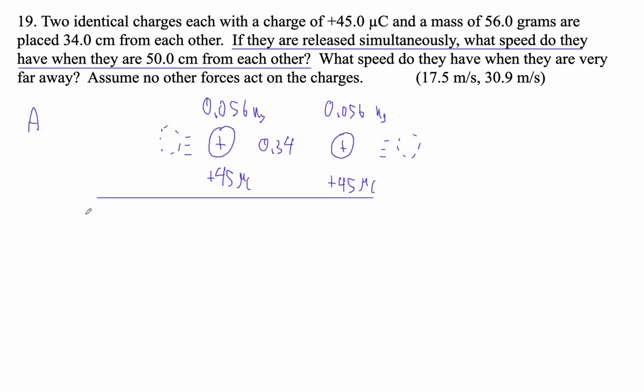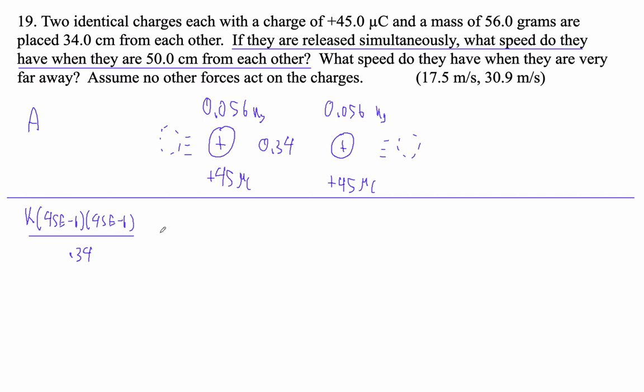So let's just see what this does. Okay, so initially we've got just potential energy, right? So we've got K, so 8.99 times 10 to the 9th times 45 E minus 6, times 45 E minus 6, and then divided by 0.34. So K QQ over R is our potential to begin with, and then we have no kinetic energy to begin with.